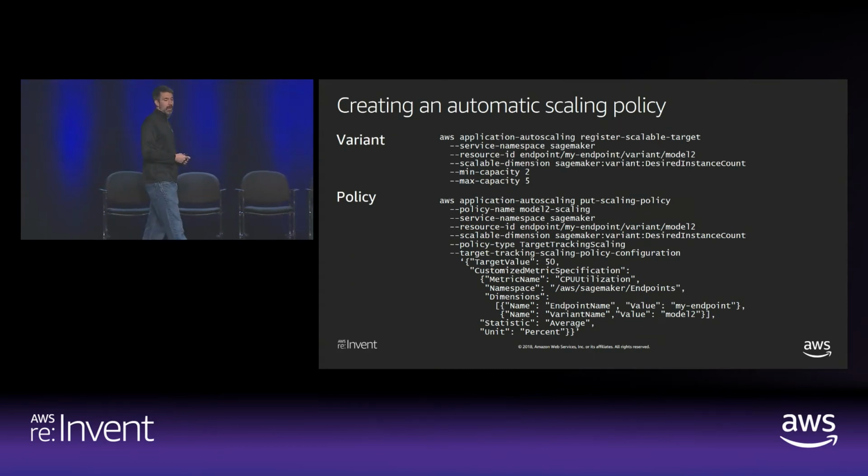Then we provide the actual policy. So we put the scaling policy, we give it a name, Model 2 scaling, we respecify some of that information about the service and the variant, but the real important numbers here are in that target tracking scaling policy configuration. And we define a metric name, CPU utilization, and a target value of 50. So on average, when our instances' CPU utilization goes above 50%, we're going to add instances to that endpoint.